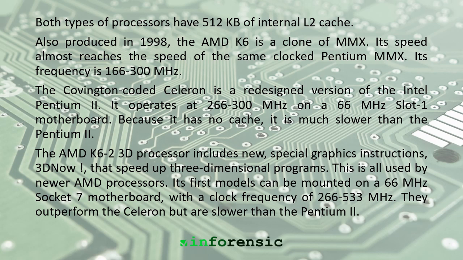The AMD K6-2 3D processor includes new special graphics instructions, 3D, that speed up three-dimensional programs. This is all used by newer AMD processors. Its first models can be mounted on a 66 MHz Socket 7 motherboard with a clock frequency of 266 to 533 MHz. They outperform the Celeron, but are slower than the Pentium 2.